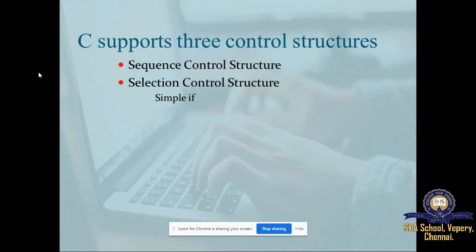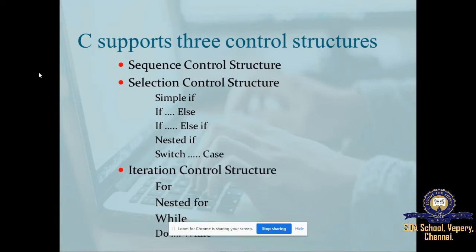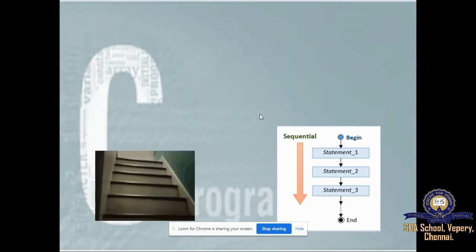In selection, you will be studying simple if else statements, else if, and nested if, and at last the switch case. For the iteration control structure, you will be studying for, nested for, do while, and while. The iteration control structure will be discussed in your next session. In this session, we'll be discussing the sequential control structure and the selection control structure.